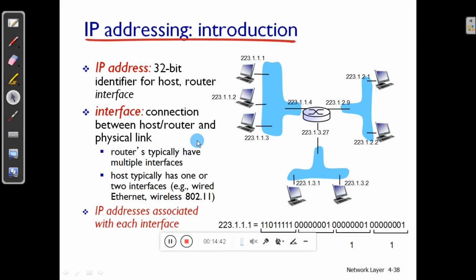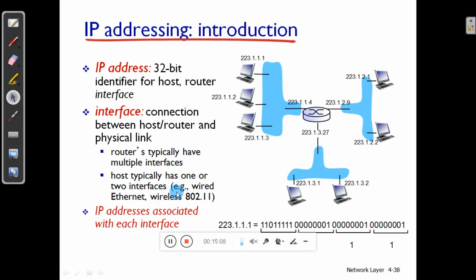Now the next concept is IP address. Every machine on the internet is identified by one logical address, that is called an IP address. Every host has one. But if you see, the router has multiple interfaces, and these multiple interfaces are also identified by multiple IP addresses.